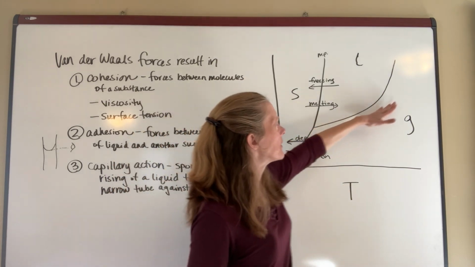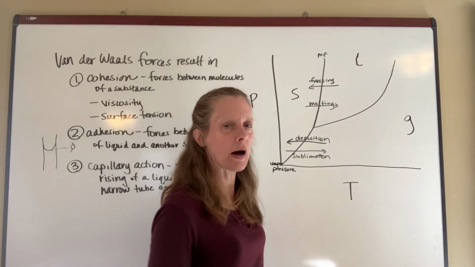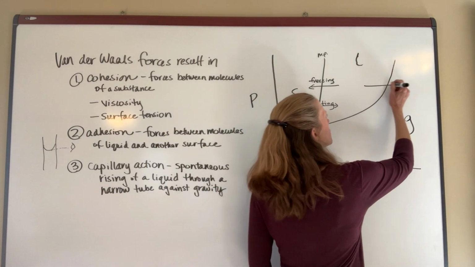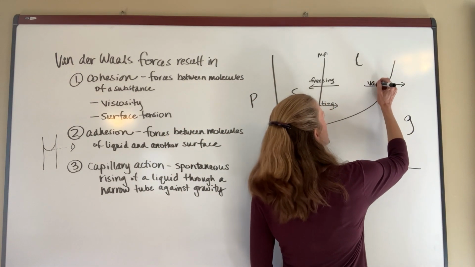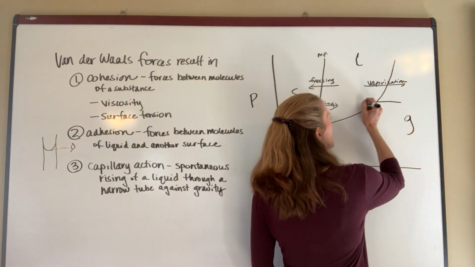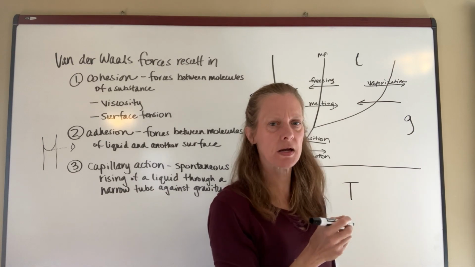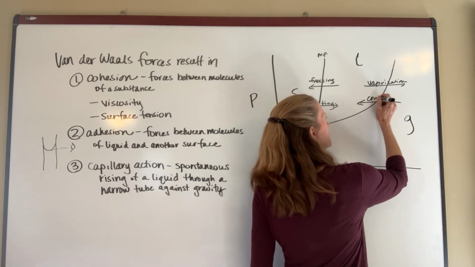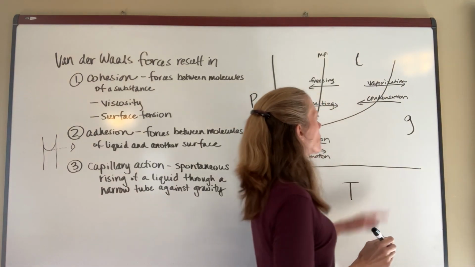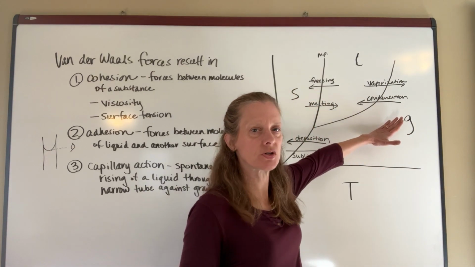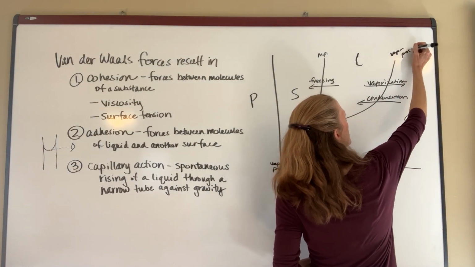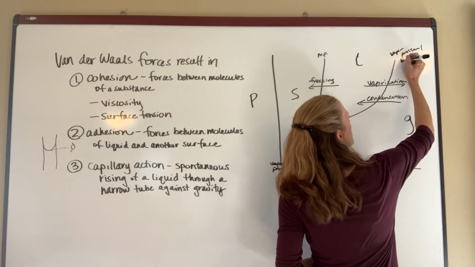Okay, so now I've got this particular part. Obviously then this is going to be from here to here. This is going to be vaporization. And going from here to here is when I'm going to have condensation. Okay, so this line is going to tell me vapor pressure, but it's also going to tell me the boiling point of the substance.